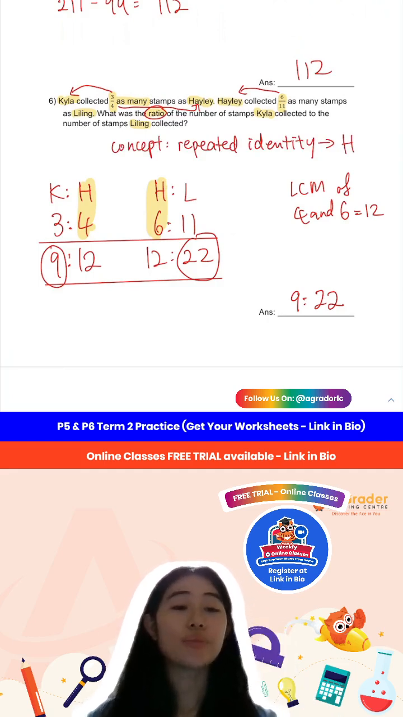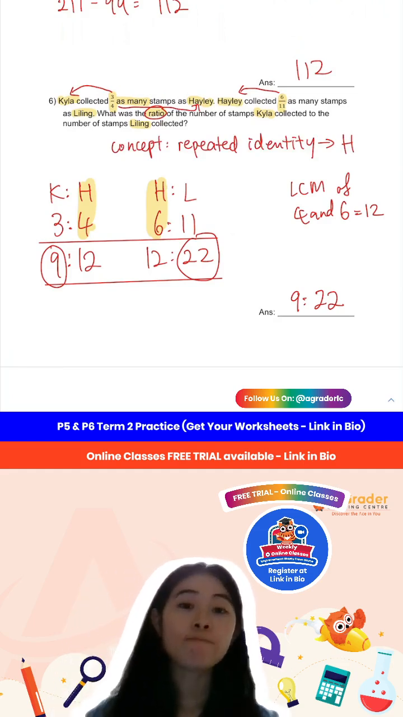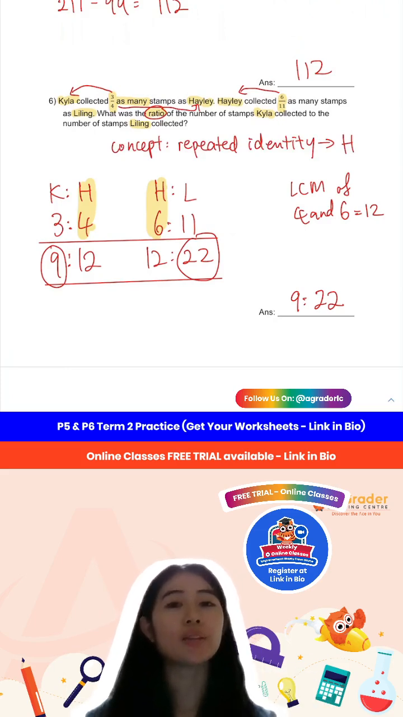Zil, this question is difficult, is it? I think it's difficult if you never identify the concept. But once you identify the concept, then the steps should usually be the same.